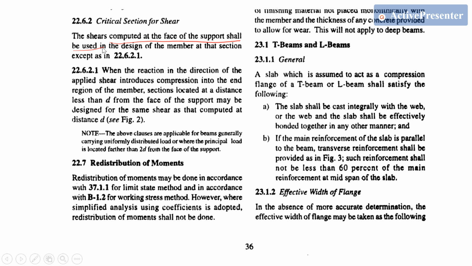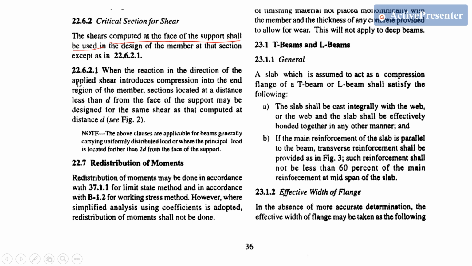That is what we had done. That is your WL by 2. But in clause number 22.6.2.1, when the reaction in the direction of the applied shear introduces compression into the end region of the member, the section located at a distance d from the face of the support may be designed for the same shear as that computed at the distance d.